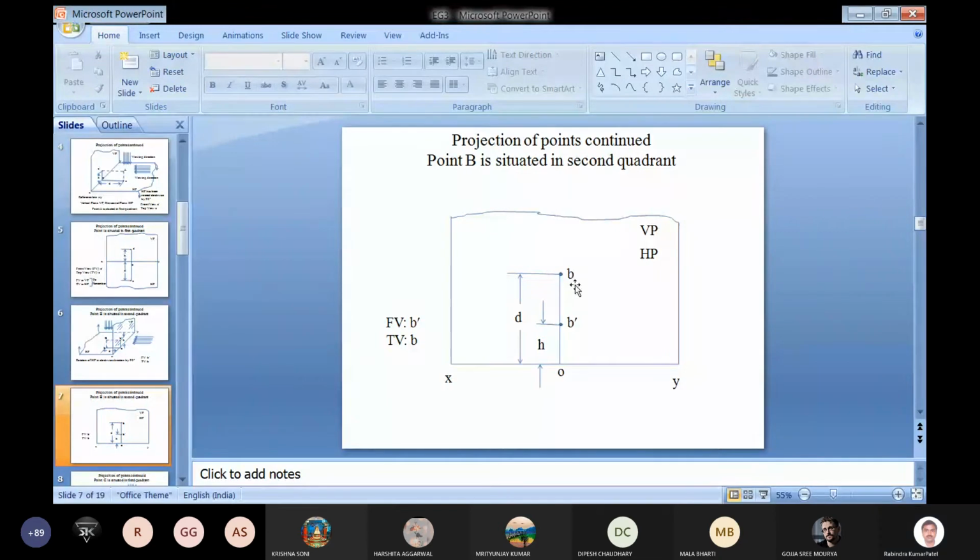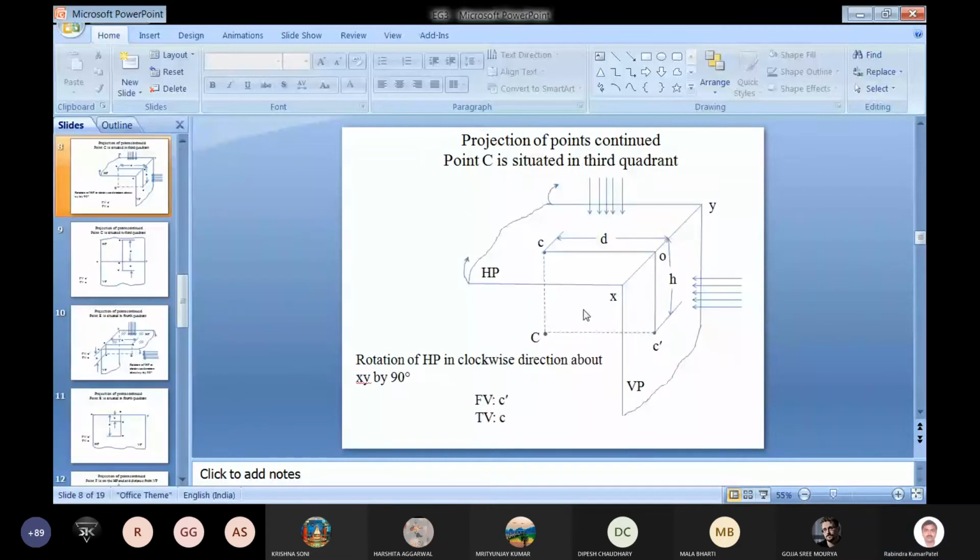The third case where we can assume that the point is situated in the third quadrant. In this case, if we view from the top, if the plane is opaque, we cannot see the point. And here also, from the right side, if we want to see the projection of the point, we cannot see it from this side, because we are considering the planes as opaque. But when we consider the planes to be transparent, then we can see the point. So it is assumed in this case that the planes are transparent.